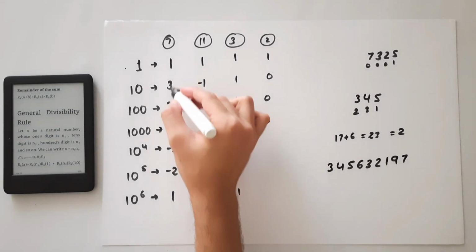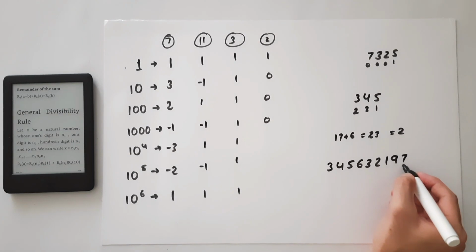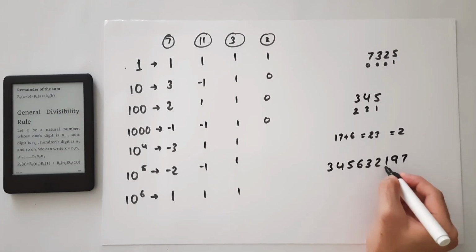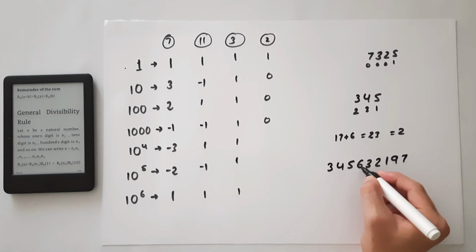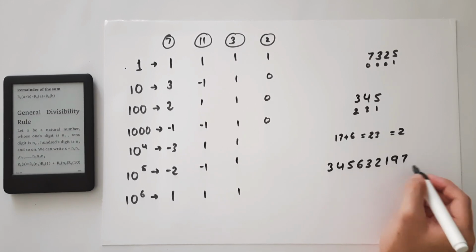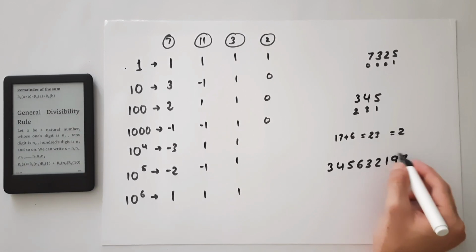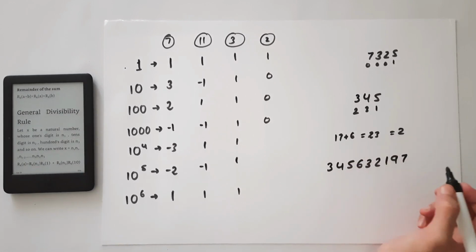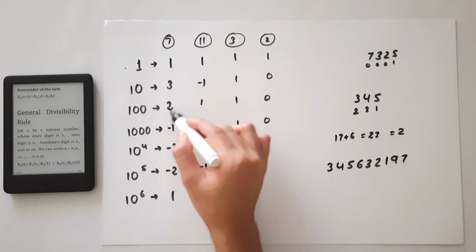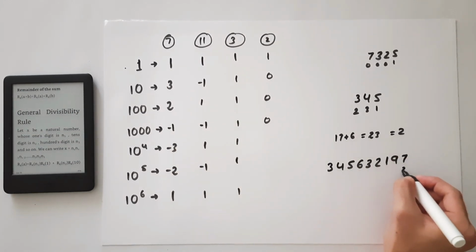You can start it from anywhere. You can start the first digit from 3 and then 2, then minus 1, minus 3, minus 2, then 1, 3, 2, and so on. In that case, you won't actually get the remainder. Like if I want to check whether this number is divisible by 7, I can start my multipliers from 2.